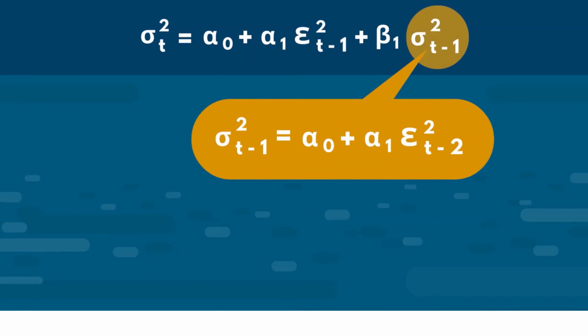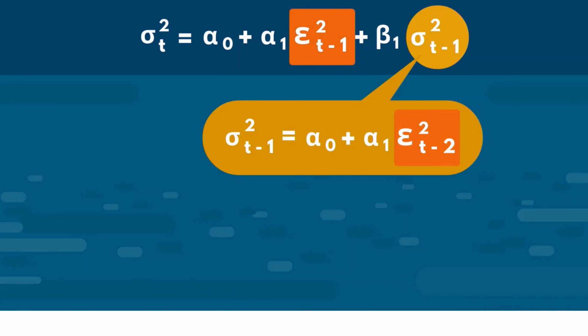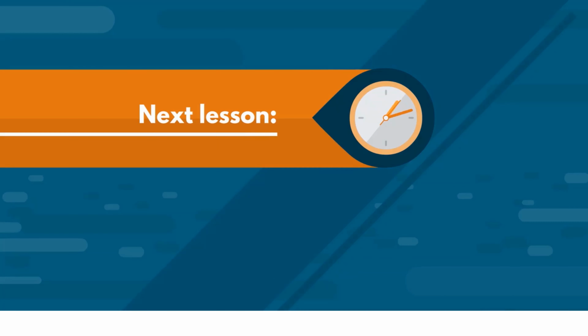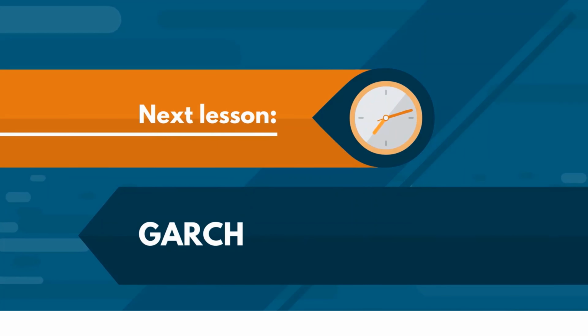Now, a past conditional variance would already include in itself the effects of previous squared residuals. This would make adding more previous squared residuals redundant. That's why such a model is called the Generalized Autoregressive Conditional Heteroscedasticity Model, or simply GARCH. Next, we'll talk more about its equation, its parallels to the ARMA, as well as how it improves the ARCH predictions. Stay tuned.